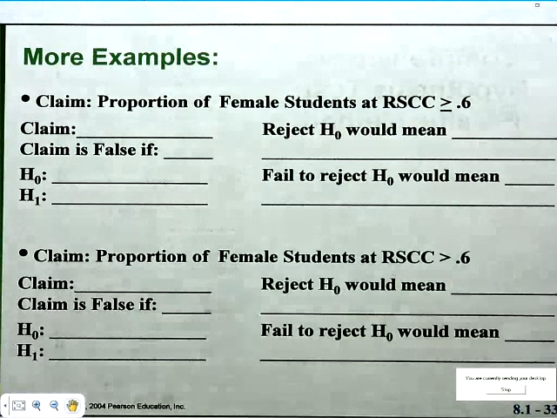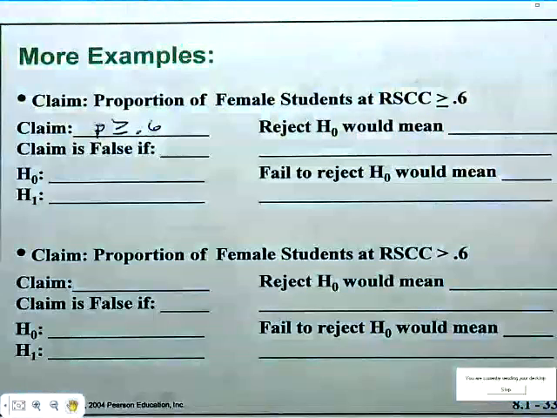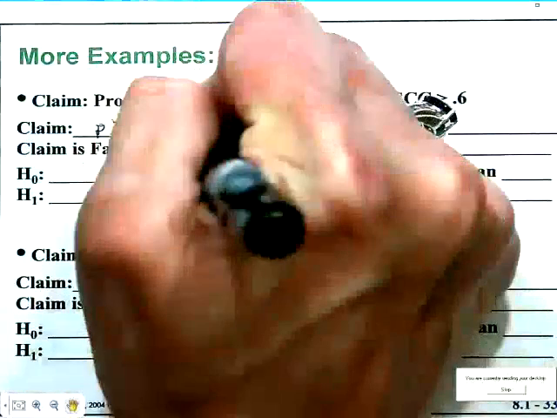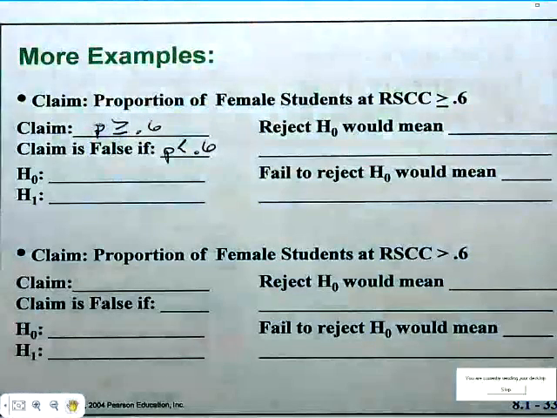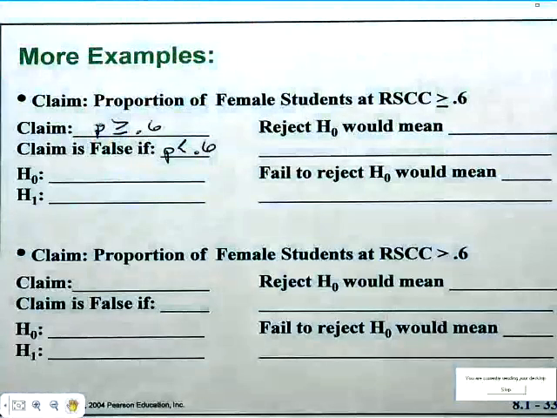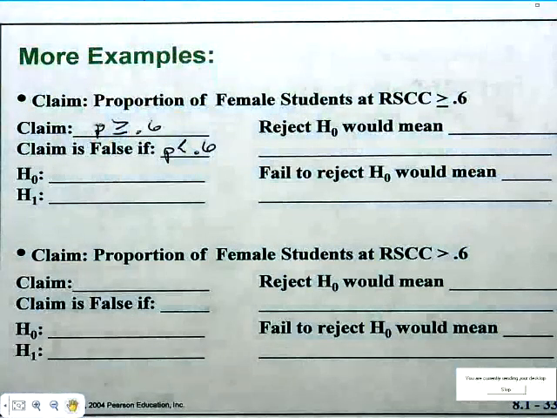Yeah, I already have the symbol in there for you. P is greater than or equal to 0.6. And that's false if the complement of greater than or equal to, which is just less than 0.6. Nope, equal to can't be in both categories. It's either in the claim or it's in the anti-claim. It can't be both. So what is the alternative hypothesis?